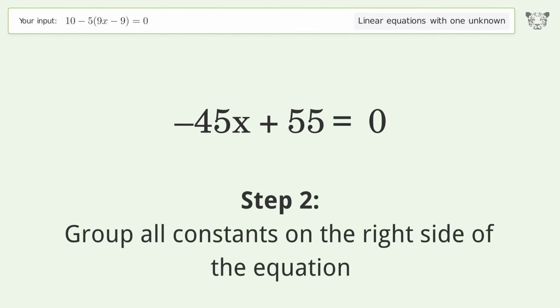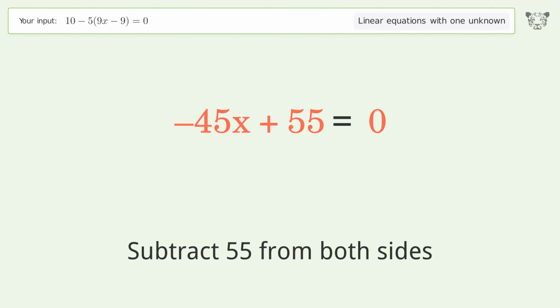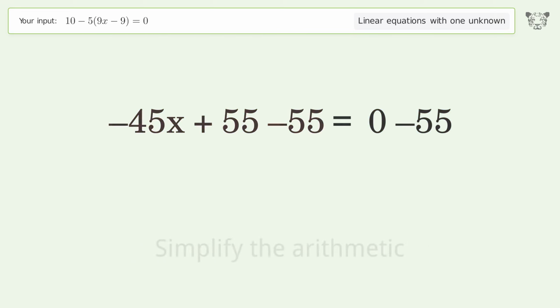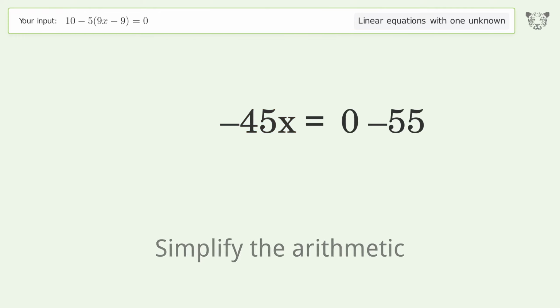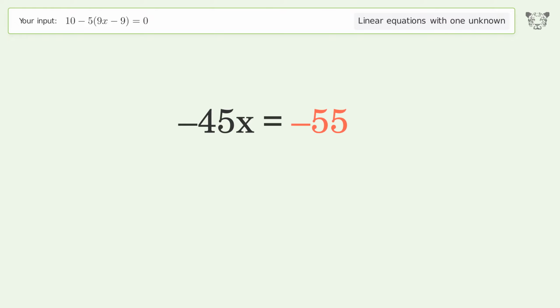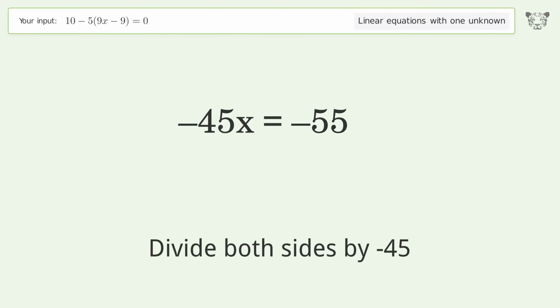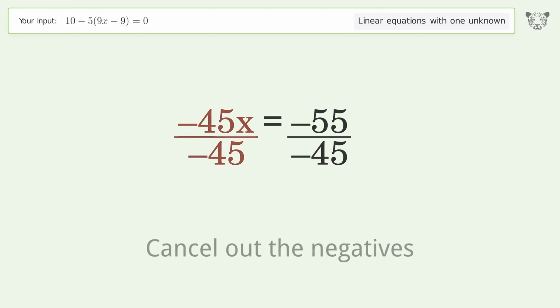Group all constants on the right side of the equation. Subtract 55 from both sides. Simplify the arithmetic. Isolate the x. Divide both sides by -45. Cancel out the negatives.